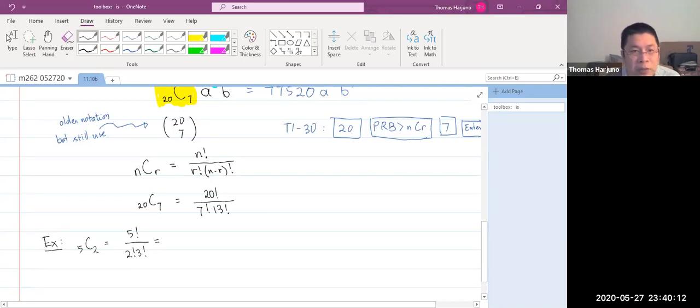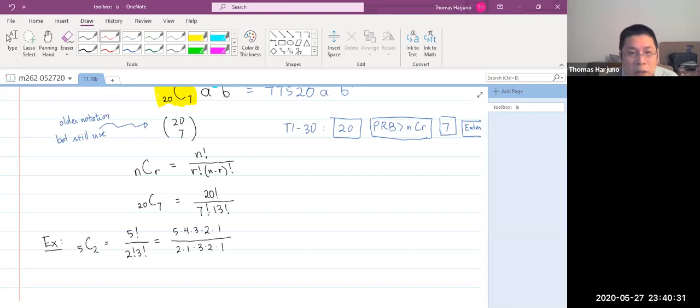Which, if I expand, gives me 5 times 4 times 3 times 2 times 1 over 2 times 1 times 3 times 2 times 1. Notice that this part gets cancelled. That part gets cancelled.